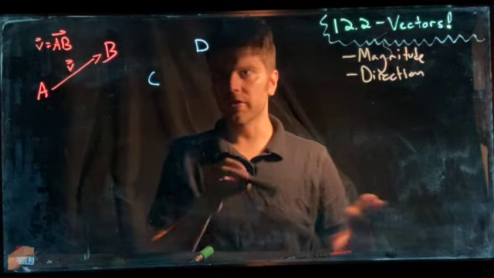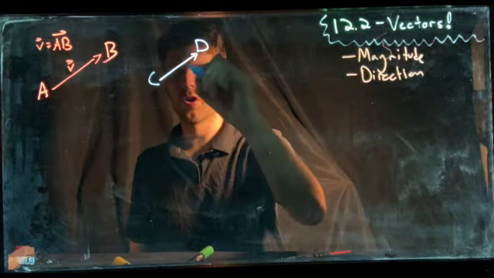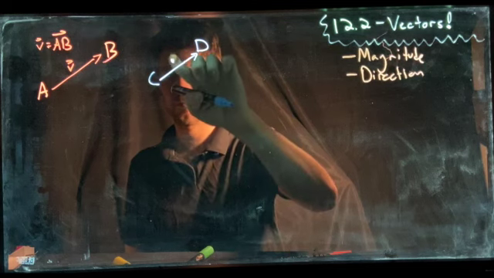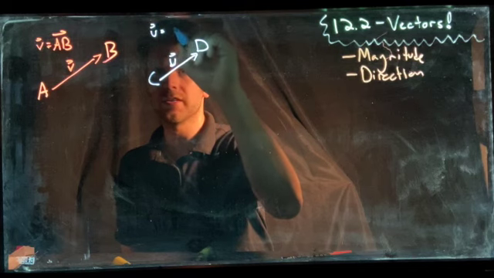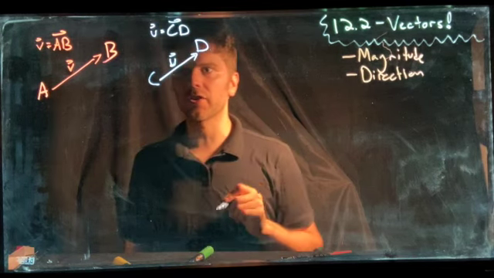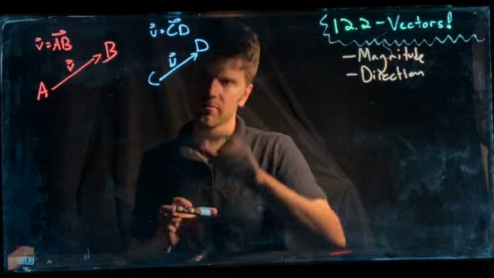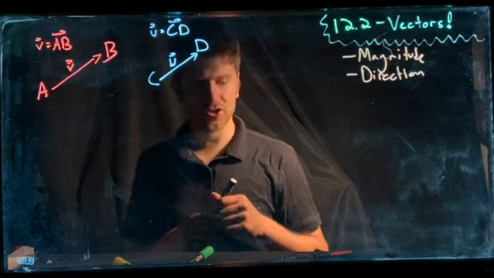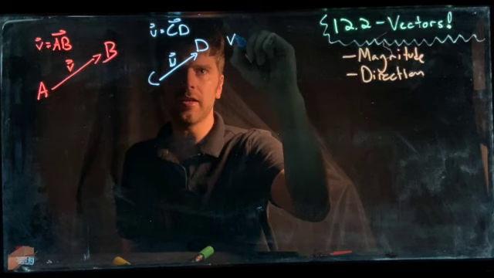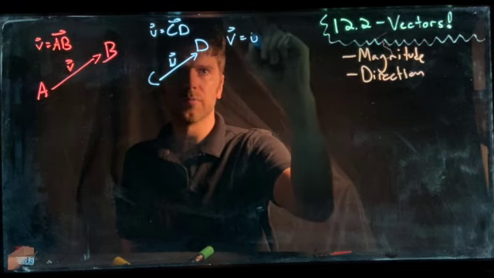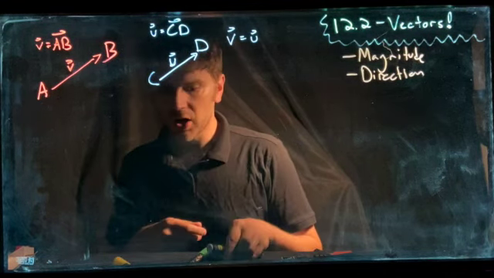I might have another vector here, for instance, that goes from C to D, and we'll call this vector U. U equals CD. And if you imagine that I was a perfect artist and that U and V had the same length and pointed in the exact same direction, U looks a little short in this case, but let's imagine that they were exactly the same. In this case, we would just simply write V equals U to show that the two vectors are in fact totally equivalent.